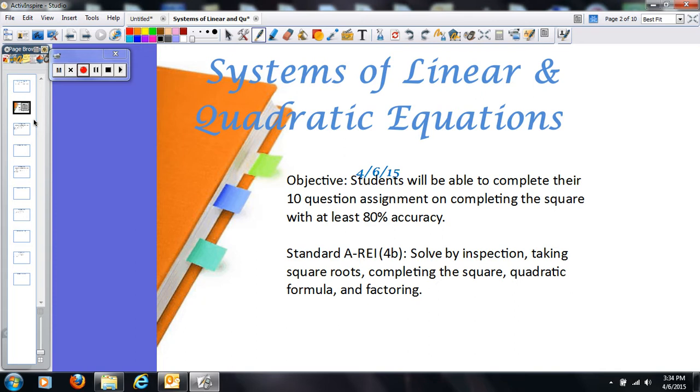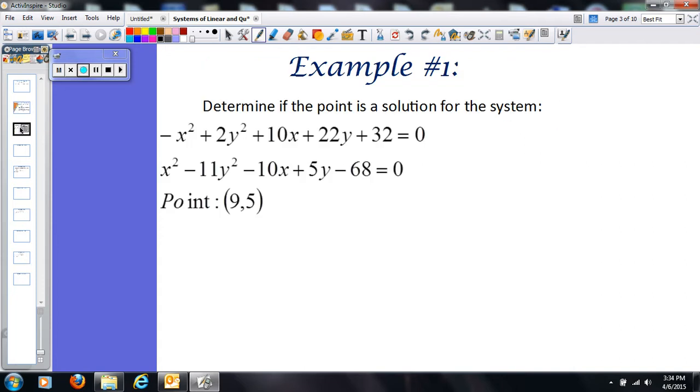It's not really all that hard. It is like regular systems, but we are dealing with a quadratic function now. So you do have to be aware of that. But it's really not too bad. Okay? So with that being said, let's go ahead and get into the notes for today.